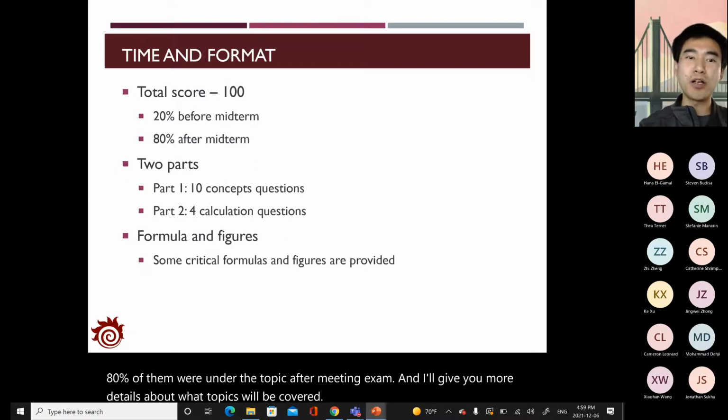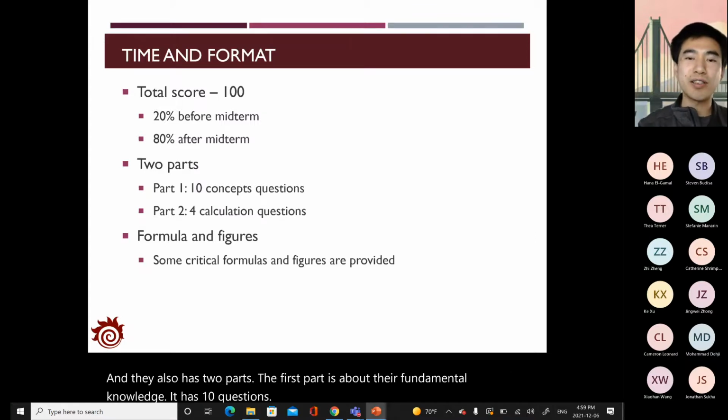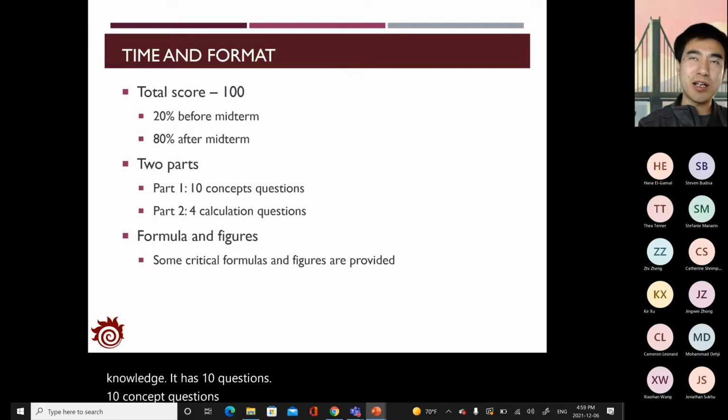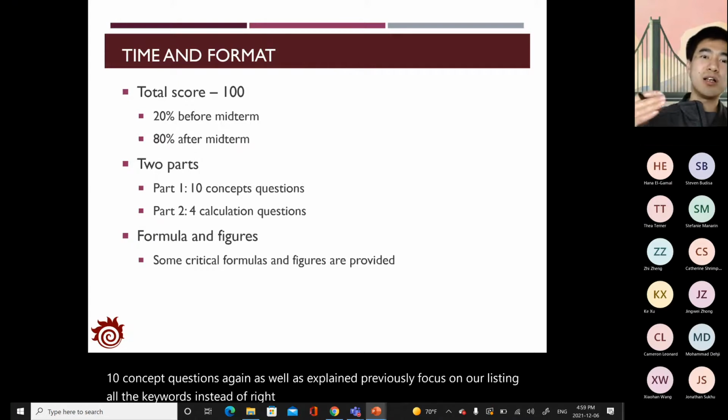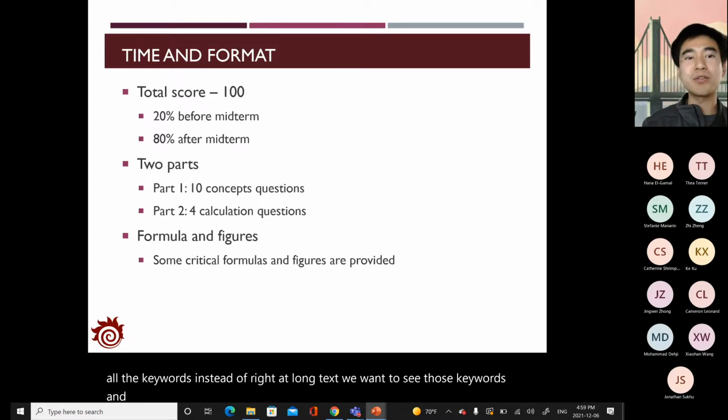It also has two parts. The first part is about the fundamental knowledge. It has 10 concept questions. Again, as I explained previously, focus on listing all the keywords instead of writing a long text. We want to see those keywords and give you marks based on those keywords.